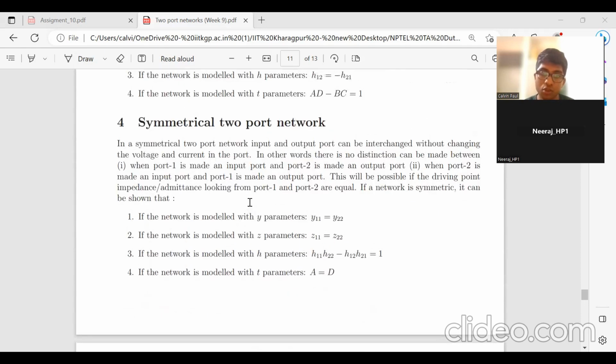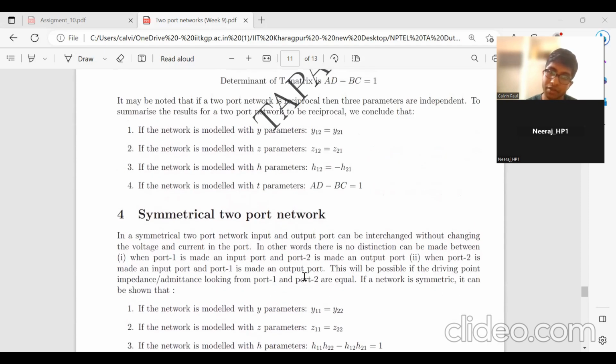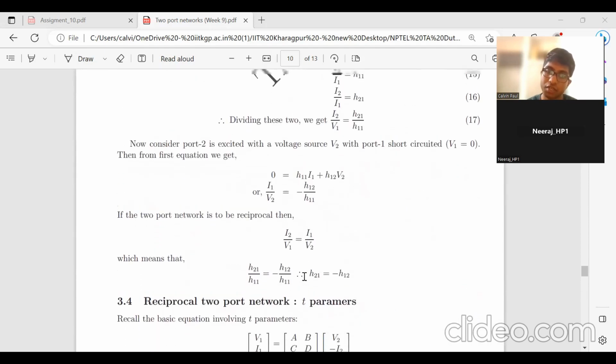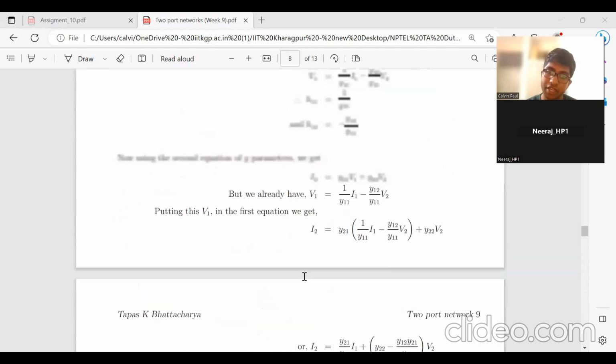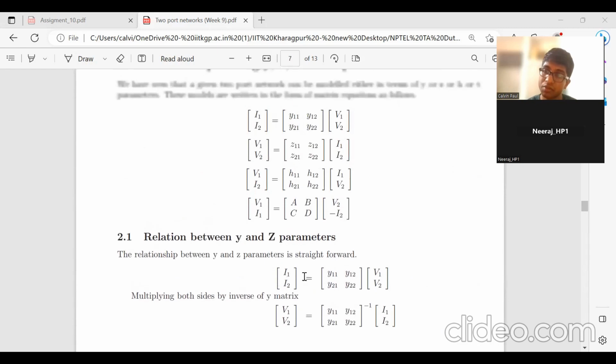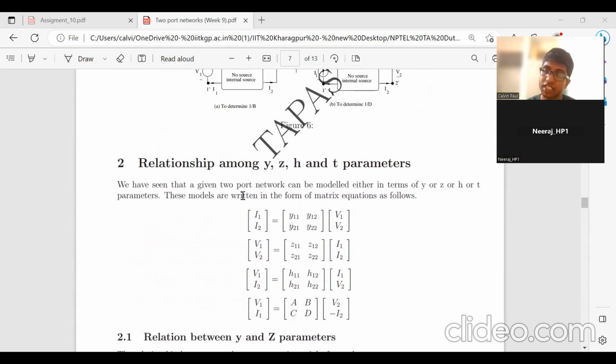So for a symmetrical two-port network, for Y parameters, Y11 should be equal to Y22. For Z parameters, Z11 should be equal to Z22. If it is modeled using H parameters, then H11 into H22 minus H12 into H21 is equal to 1. And if it is modeled with T parameters, known as the ABCD parameters as well, we get A equal to D. Alright, we have considered symmetrical two-port networks, reciprocal two-port networks, and various ways to represent networks and the relationship between the H, Y, Z, and T parameters.